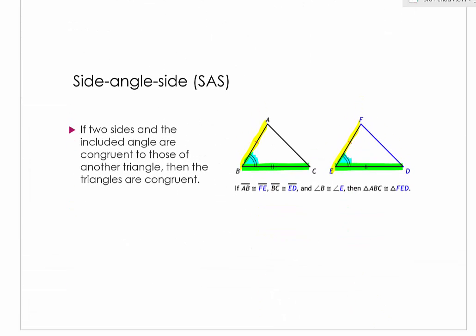So when we look at side angle side, we're looking at if 2 sides, in this case AB and FE, the yellow ones, are congruent, and the green ones are congruent, BC and ED, as well as that included angle. The included angle is the one that's right here where the 2 congruent sides come together. If all 3 of these pieces are congruent, then we can say that our triangles are congruent.